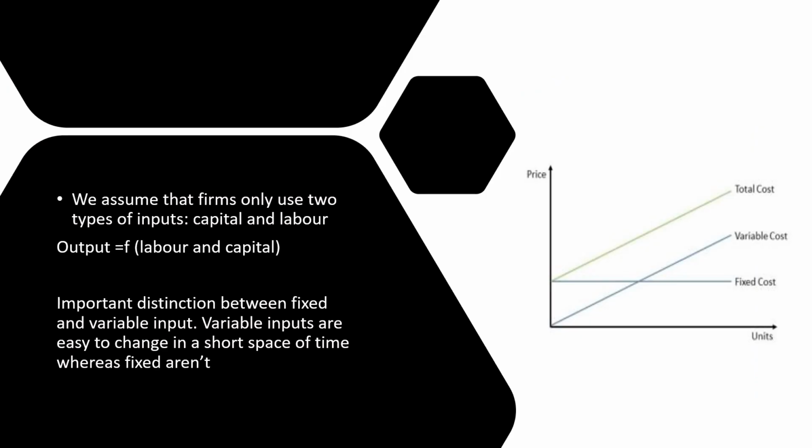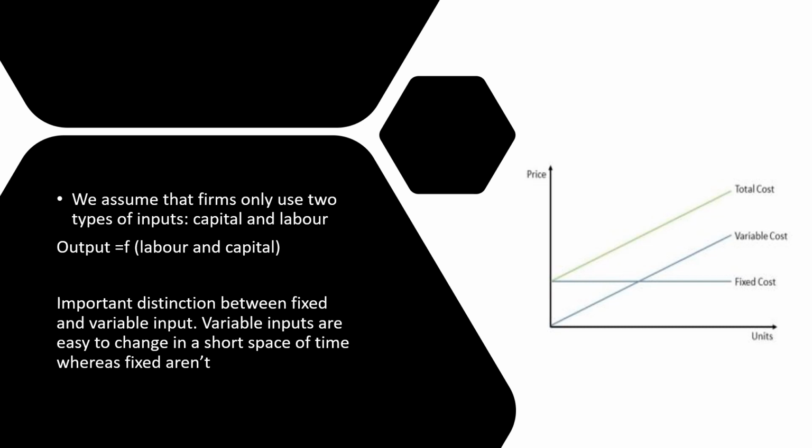So first of all, some assumptions and a big idea. The assumption in most of the analysis on production function is that we assume that firms only use two types of inputs, capital and labor, and output is a function of a combination of capital and labor. There's also an important distinction between variable cost, those are the costs that can be changed in a short space of time, and fixed costs, those are the costs that can't be changed in a short space of time. And a combination of fixed cost and total variable cost equal the total cost.